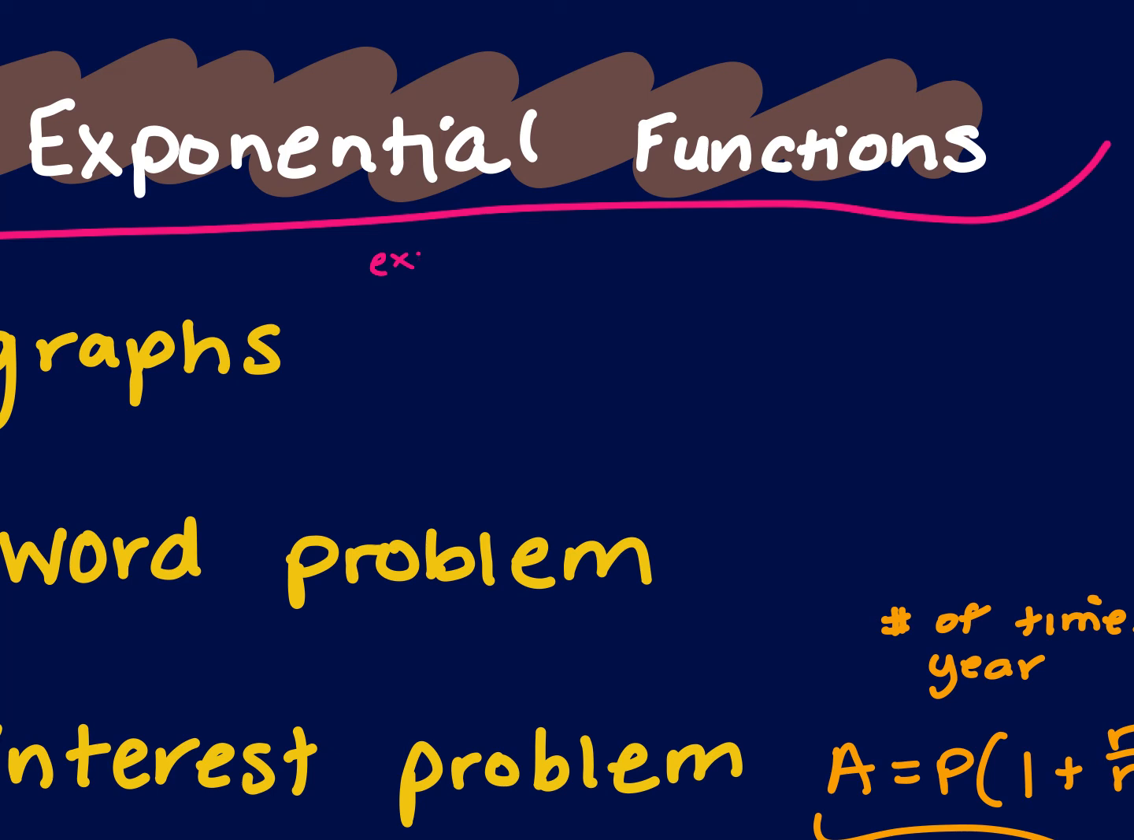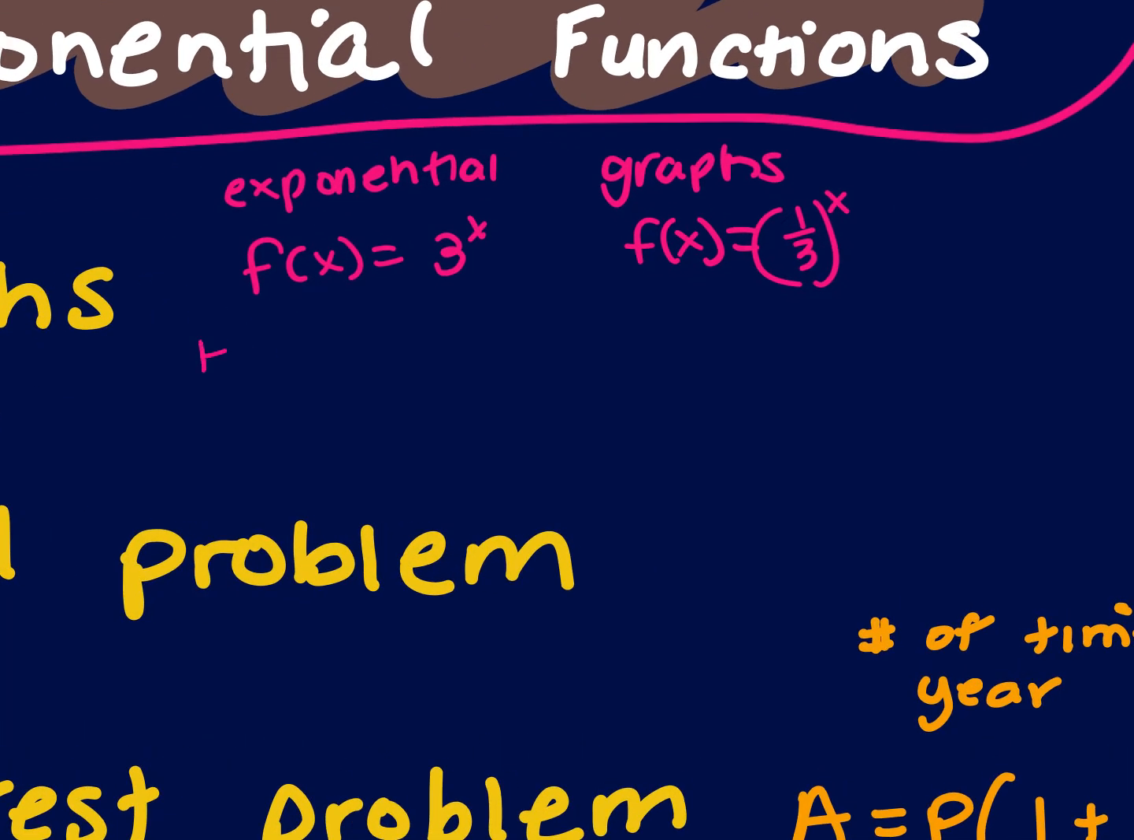So remember, exponential graphs are something like f of x equals 3 to the x, or f of x equals 1/3 to the x. They could be fractions or they could be whole numbers. For these, they have a horizontal asymptote, and it's based on the vertical shift, which means they are y equals equations. You are going to have a y equals. You are not going to forget that, because if you do, you lose the point.